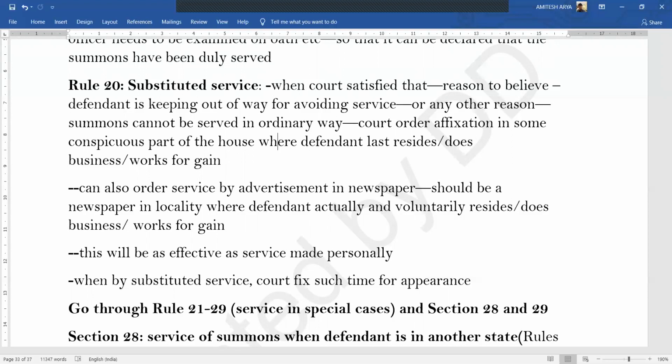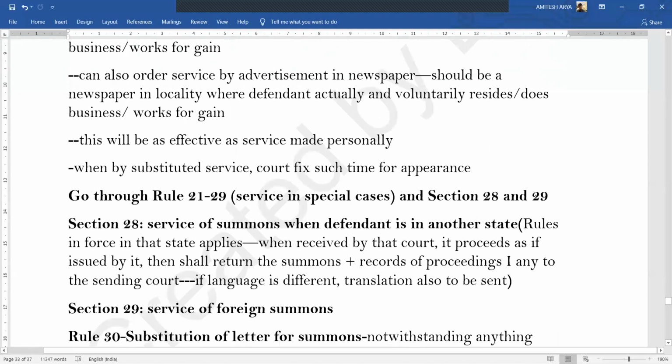Next, rules 21 to 29 and sections 28 and 29, you can go through on your own. That is about service of summons in special cases. Like section 28 is talking about when the defendant is in another state, what will you do? That state's rule will apply. When that court is receiving it, it will proceed as if it itself had issued it, and then it will return the summons. If it has undertaken certain proceedings in regard to the issue of summons, it will send a copy of the proceedings also.